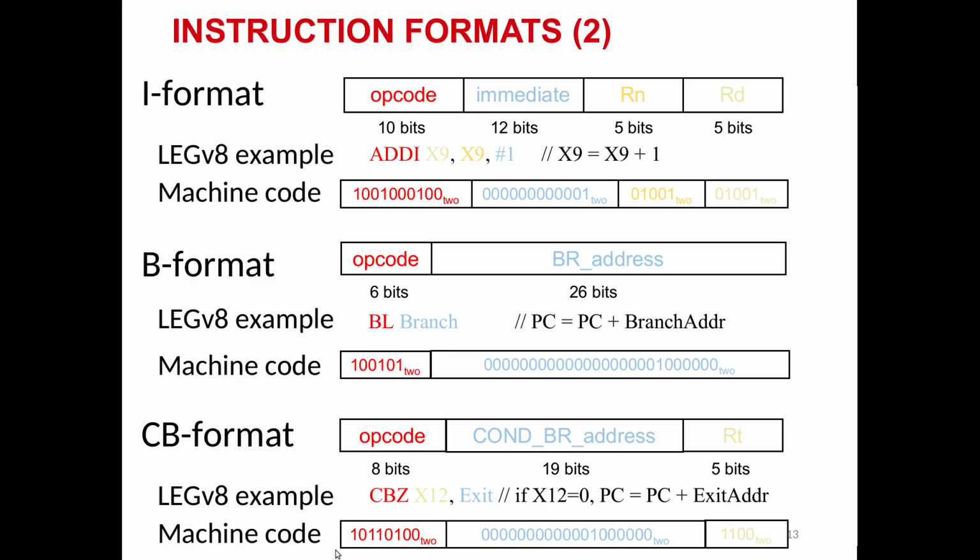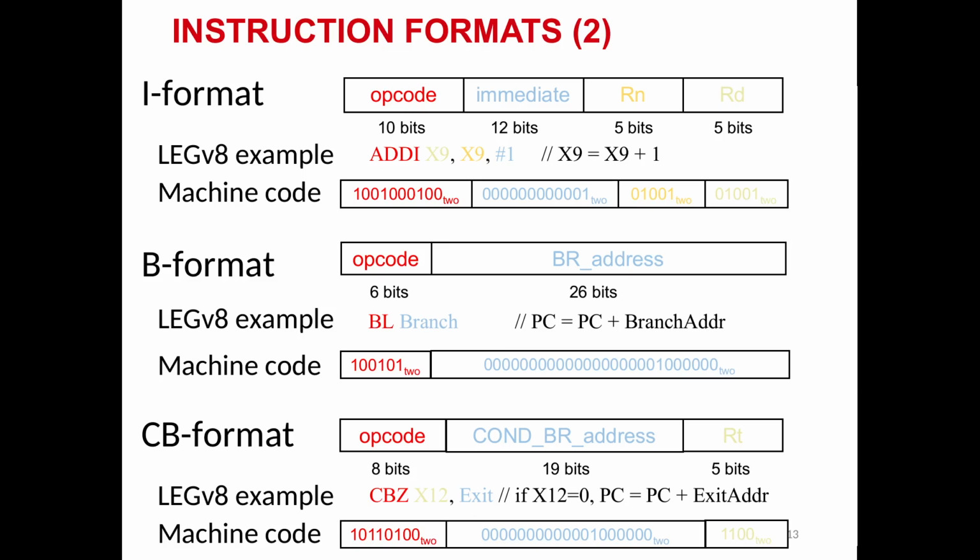So the machine code you can see here. This is 8 bits for CBZ, and here is 19 bits for the address of assist, the offset address of assist from the current PC, and this is 12, which shows the Rt, or X12 here.